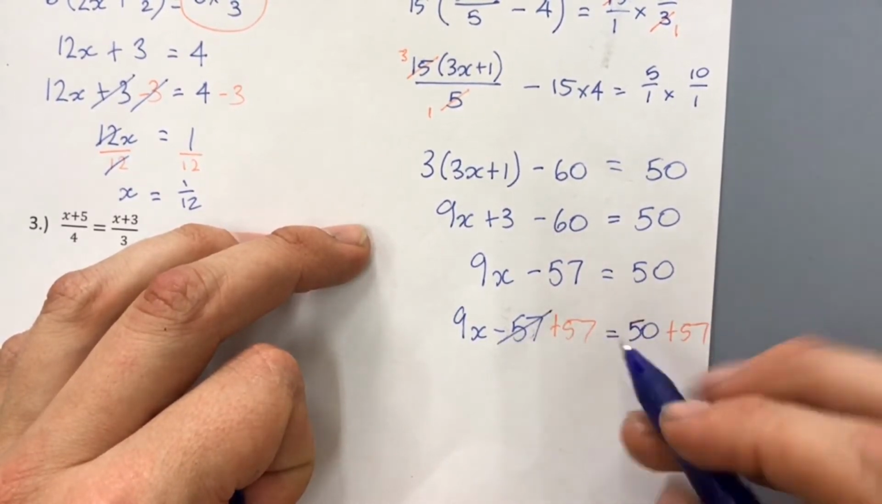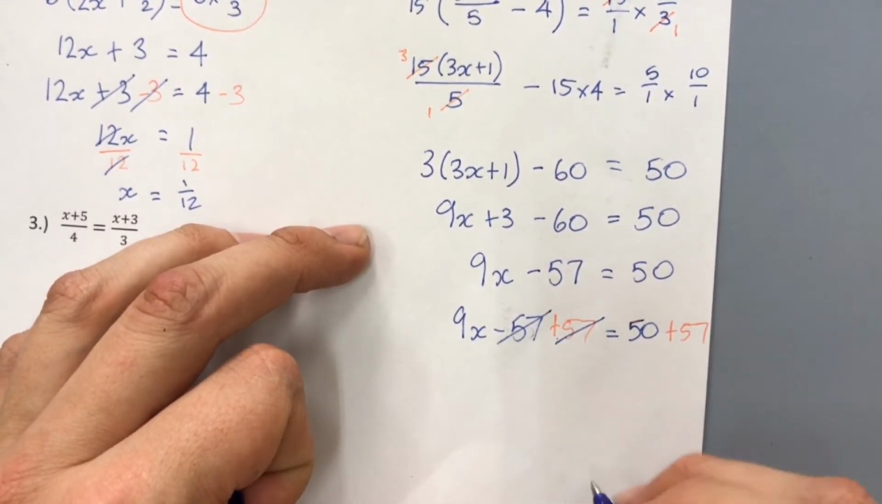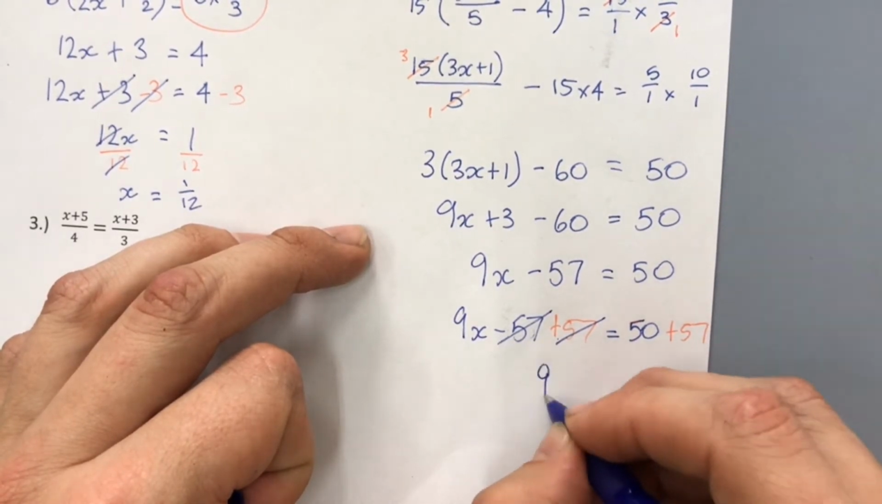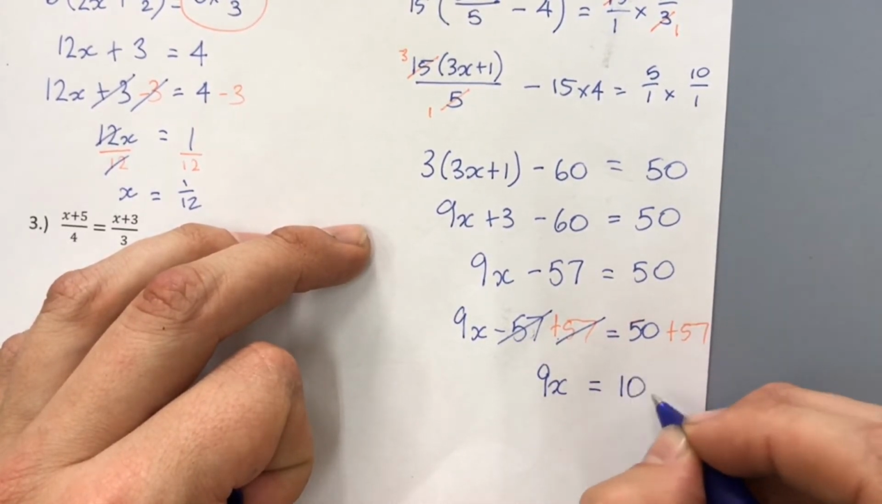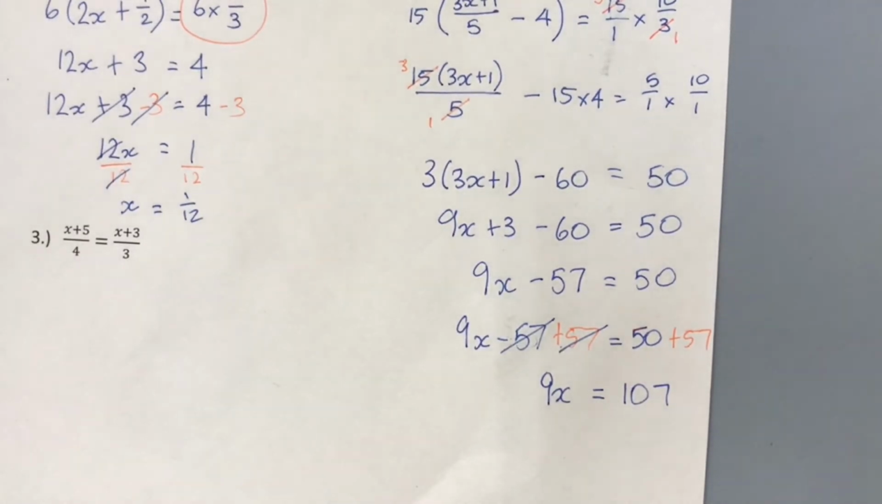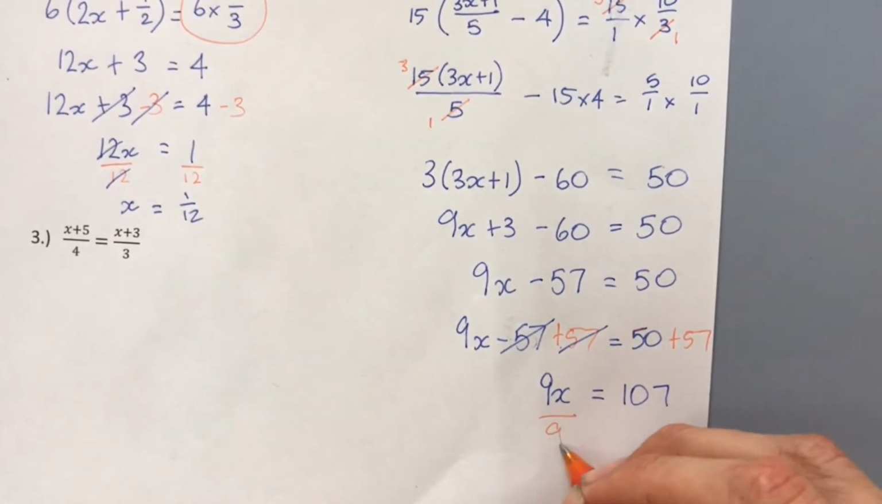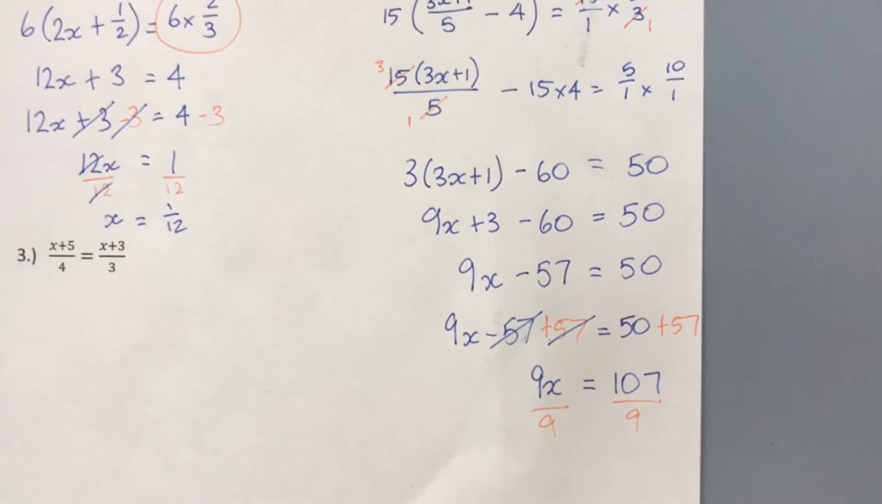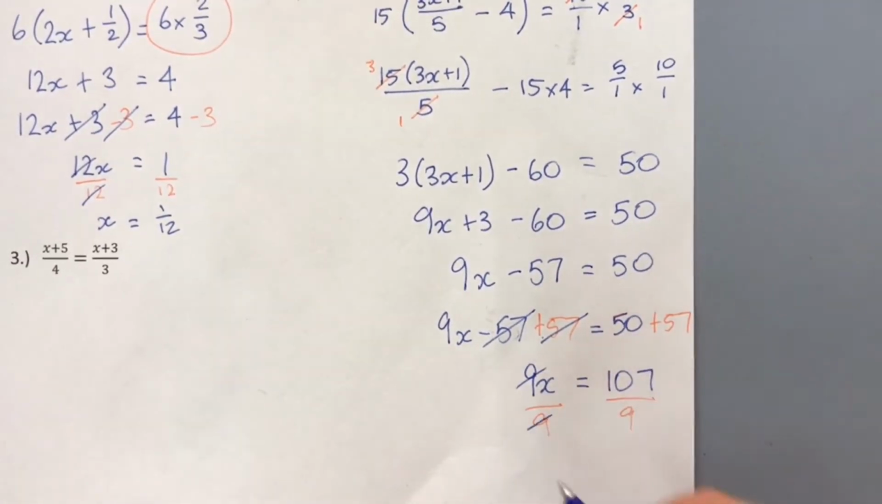So these two are going to cancel each other out, and we've got 50 plus 57 on the other side. 50 plus 57 gives us 107. Okay. Last step to solve this one. What do we want to do? Dividing through by 9. Good. 9x divided by 9. 107 divided by 9. The 9s are going to cancel, and you get x equals 107 over 9.